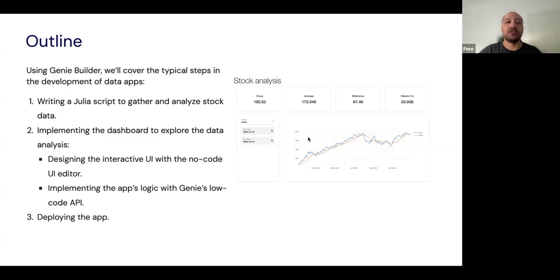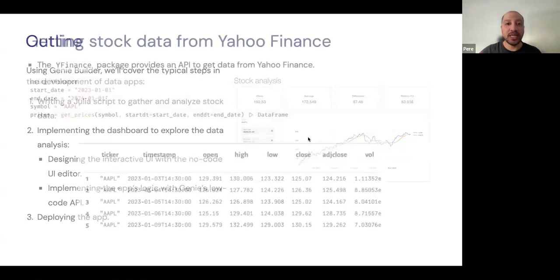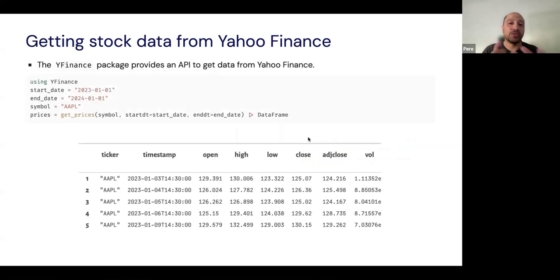So let's start with the first step, that is getting our stock data. A good source for this type of data is the Yahoo Finance website. And so we will use the YFinance package that is available for Julia. To use this package, we will just include this package into our script and then specify a start and end dates for the period over which we want to get our data for, and then specify a symbol for the stock that we want to inspect.